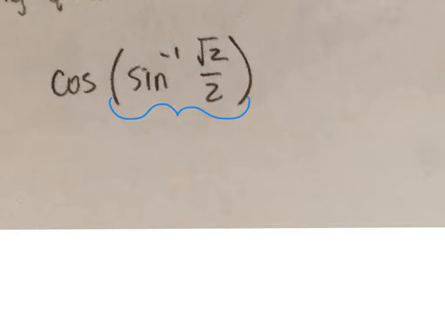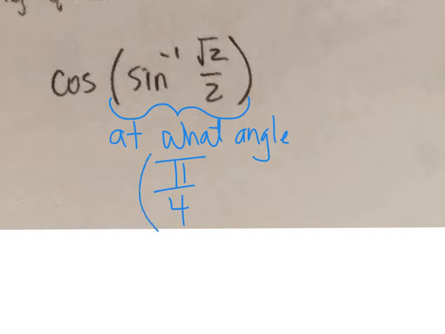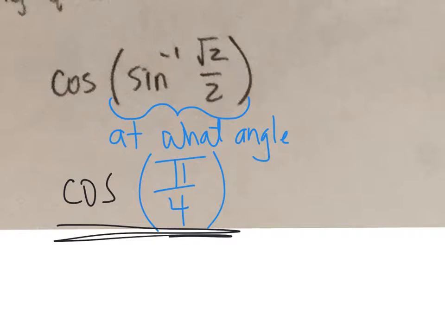So the first thing we're going to do is find the angle. At what angle is the sine value root 2 over 2? And from our unit circle, hopefully we should know that that occurs at the radian angle of pi over 4. So the sine is root 2 over 2 at pi over 4. And then the question says, what is the cosine at pi over 4? And the answer is root 2 over 2. Okay, and that is exact. That is not a decimal approximation, which is why we use our unit circle rather than a calculator.